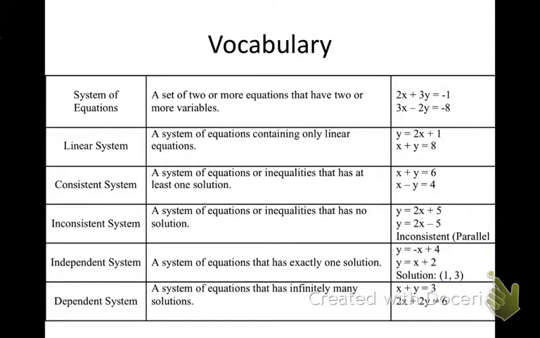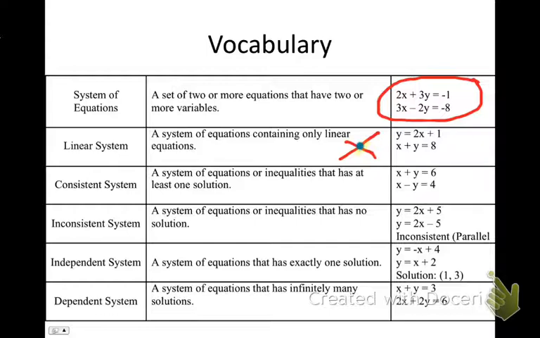So vocabulary, system of equations, again looking at x and y here. A system of equations is a set of 2 or more equations that have 2 or more variables. So again, mostly we'll be talking about the x and y. A linear system is a system of equations containing only linear equations, so now we're only talking specifically about lines and kind of where they would intersect.